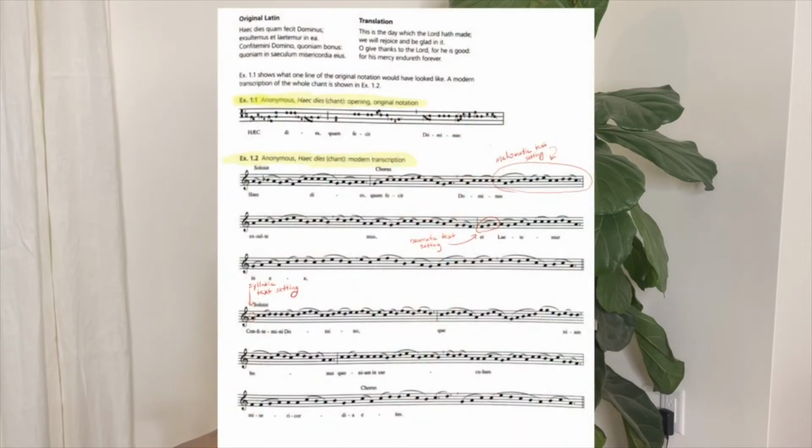Okay, so if you take a look at example 1.1, that's how the original notation would have looked. You can see these little squares. It's starting to show you a direction of pitch, but it's not overly specific. Now, example 1.2 is a modern transcription of the whole entire chant. So that is what you can follow along with if you know how to read music. Again, you'll notice it's not metered. There's no time signature. That's not a thing yet. There's no rhythmic values. So let's have a listen.